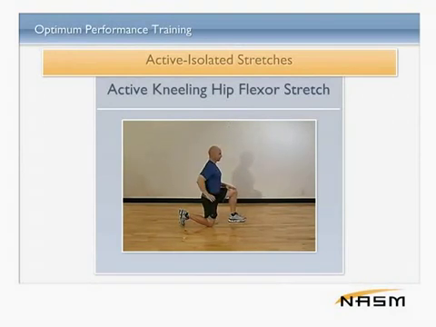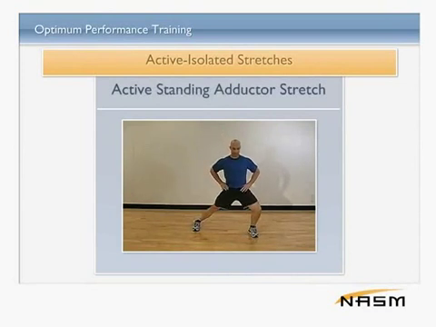Laterally flex and posteriorly rotate to enhance the stretch in the frontal and transverse planes. Hold for 1 to 2 seconds and repeat for 5 to 10 repetitions. The fourth example is the active standing adductor stretch. Stand in a straddled stance with the feet beyond shoulder width apart.